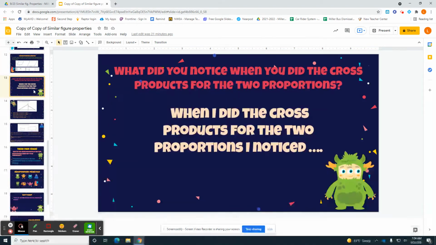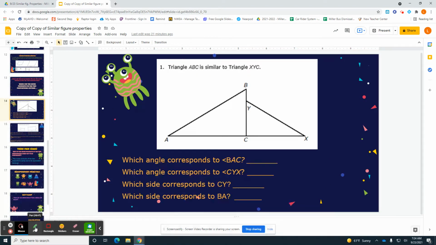All right. So now, what did you notice when you did the cross products for the two proportions? Okay, so go ahead and answer that question. I believe you have it on your notes. If you don't, find a blank space either on the sides or at the bottom and respond to that question. All right, so pause your video so you have time to write this sentence stem and finish responding to it, and then come back for the next slide. All right, slide 14. We are almost done. We have two more before our think, pair, share, and then you will complete your independent practice.